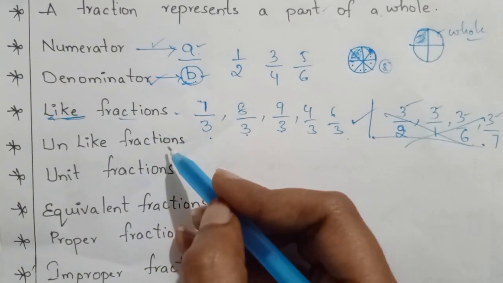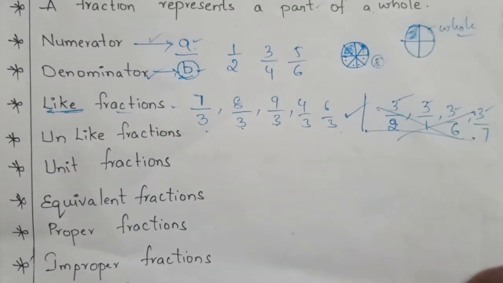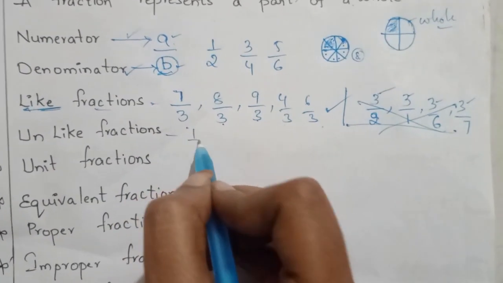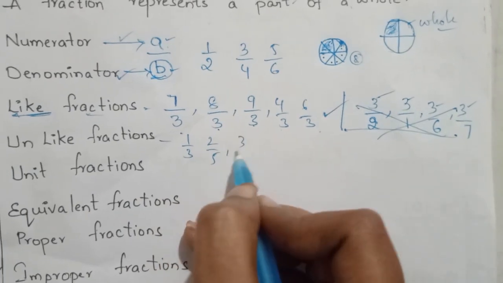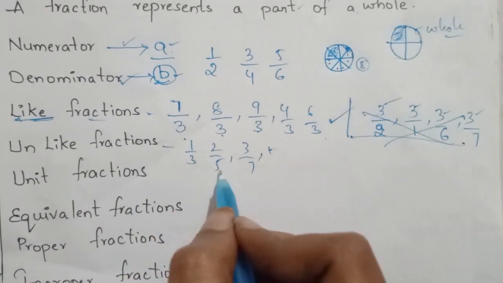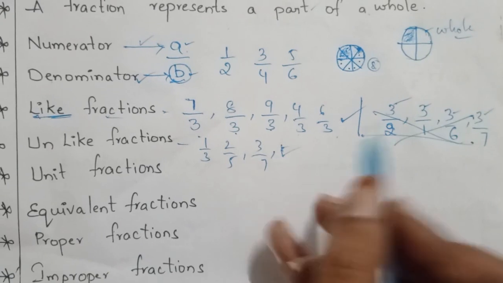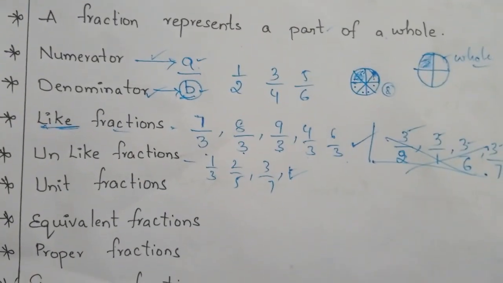Unlike fractions are a little reverse to this, where we have different denominators, like 1 by 3 or 2 by 5 or 3 by 7 or 5 by 9. So different denominators will be there. Those fractions we call unlike fractions.